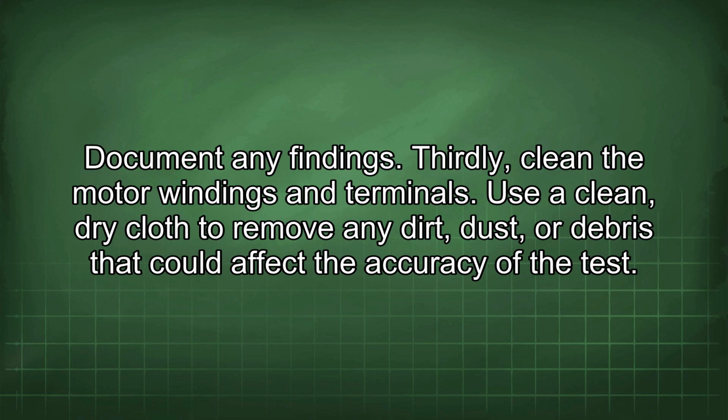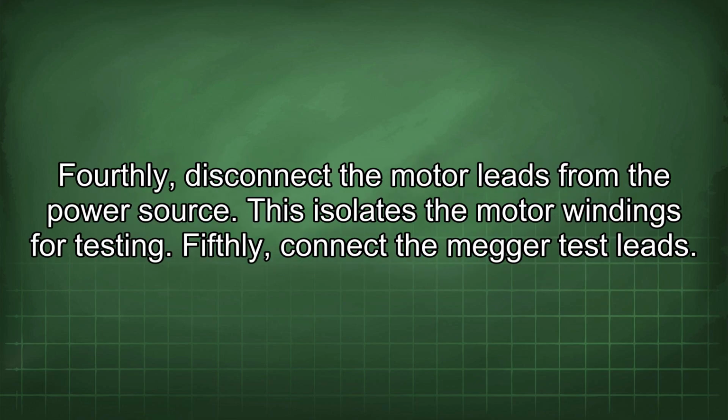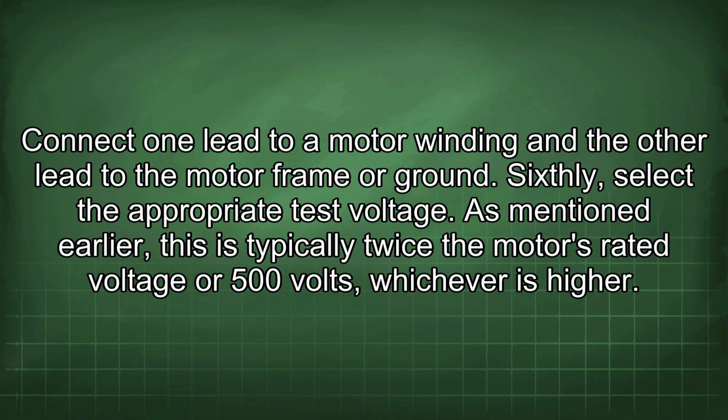Use a clean, dry cloth to remove any dirt, dust, or debris that could affect the accuracy of the test. Fourthly, disconnect the motor leads from the power source. This isolates the motor windings for testing. Fifthly, connect the Megger test leads. Connect one lead to a motor winding and the other lead to the motor frame or ground.